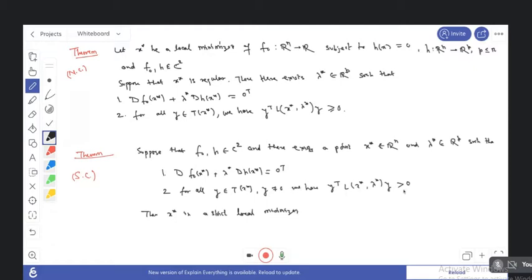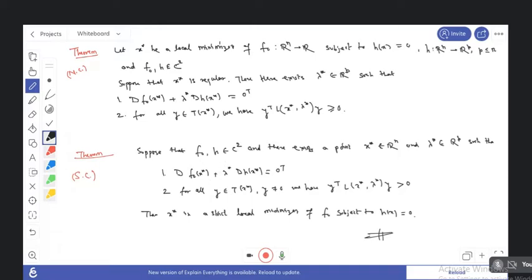If this equals zero and this is greater than or equal to zero, then your point is a local minimizer. Strictly is added because we changed it slightly, so both conditions came in. This is the minimizer of the objective function subject to hx equals zero. So basically there are two conditions: the first one is your necessary condition and the second one is your sufficient condition.